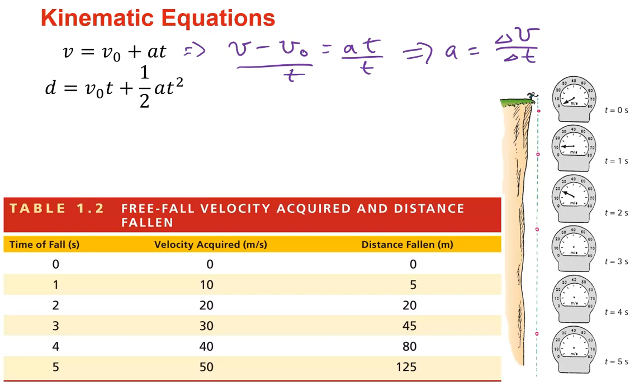But the second one's a new one. The position that an object has is going to be the initial speed it has multiplied by how much time has passed plus 1/2 the acceleration multiplied by time squared.